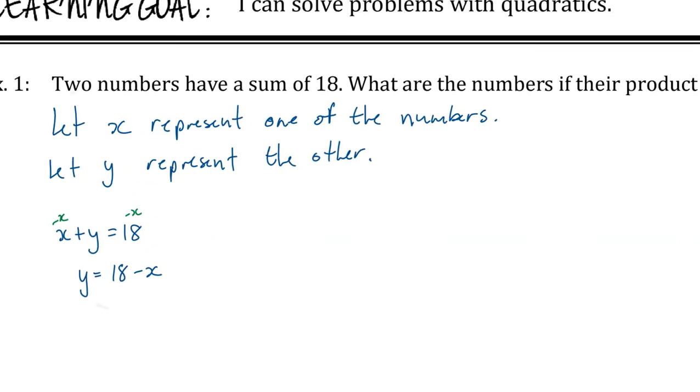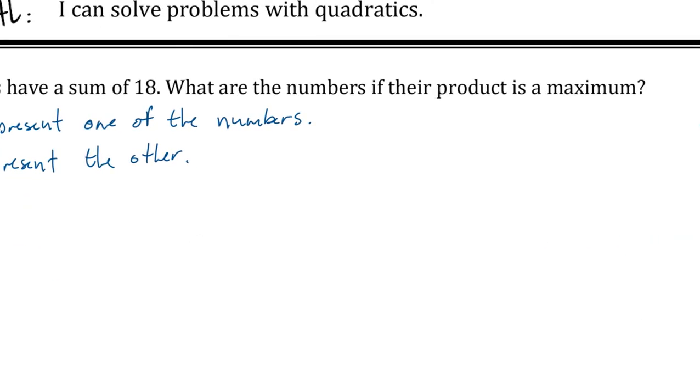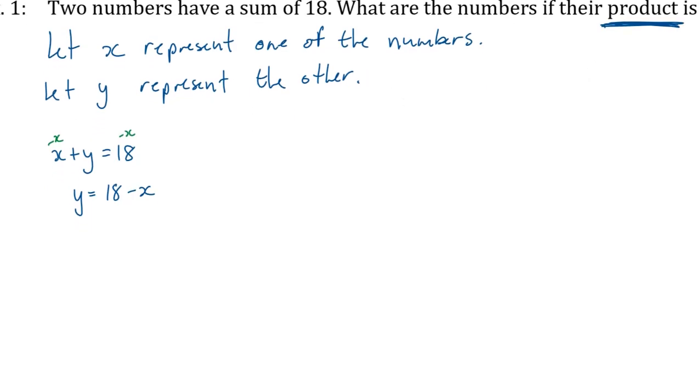Step 3, what am I actually being asked about? I'm being asked about a maximum product. So what I have to do is come up with an equation that has to do with a product. What does product mean? Multiplication. So my next step is to come up with that equation. I'm going to use capital P for product. You can use whatever variable you want. The product of those two numbers is x times y, xy.